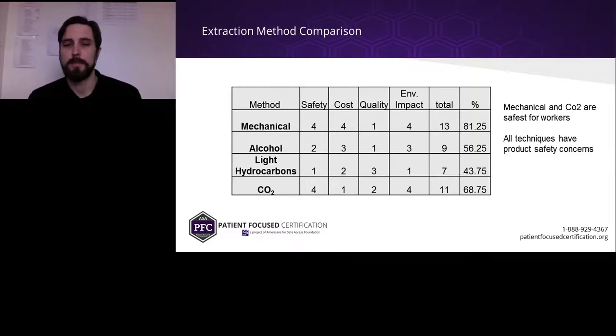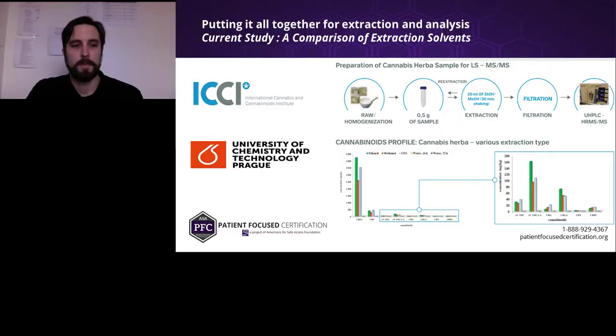CO2 extraction is the medium between mechanical extraction and light hydrocarbon extraction. It has a high safety rating, but it also has a high cost. The quality of the products that initially come out is okay, but they generally require further processing. There's also less of an environmental impact. But all techniques, as we'll discuss, have some product safety concerns, but mechanical and CO2 are the safest for workers when properly used. So let's start to put this all together into a study.